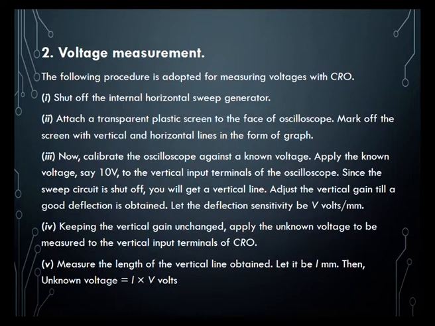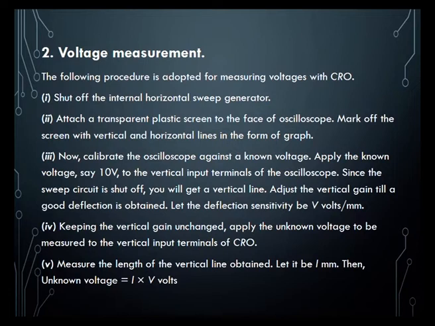Now, calibrate the oscilloscope against a known voltage. With the help of a known voltage, we can get the unknown voltage. Apply the known voltage, say 10 volts, to the vertical input terminals of the oscilloscope. Since the sweep circuit is shut off, you will get a vertical line.